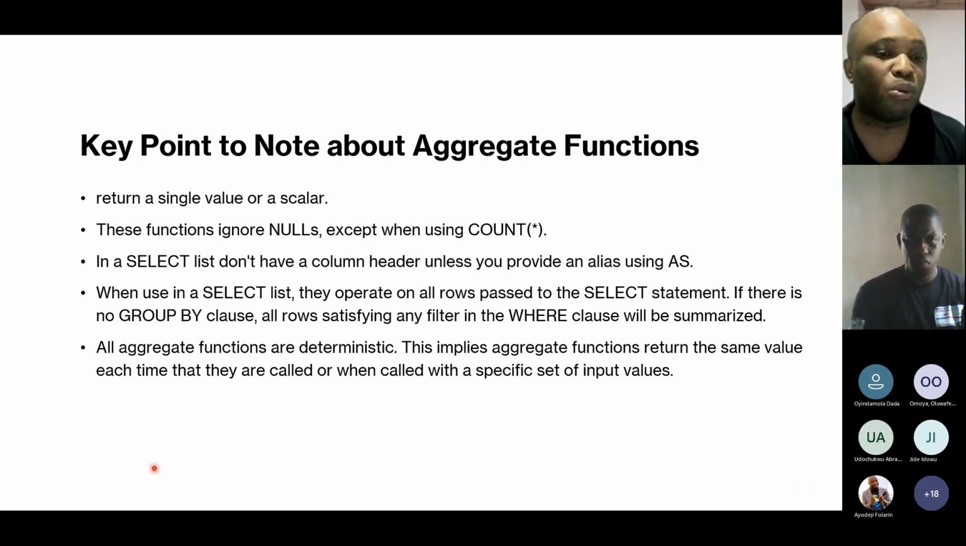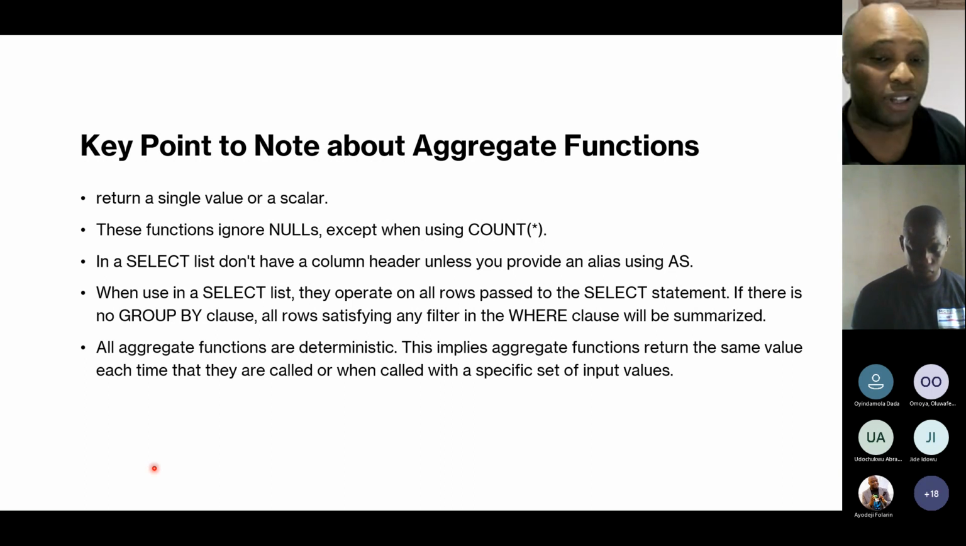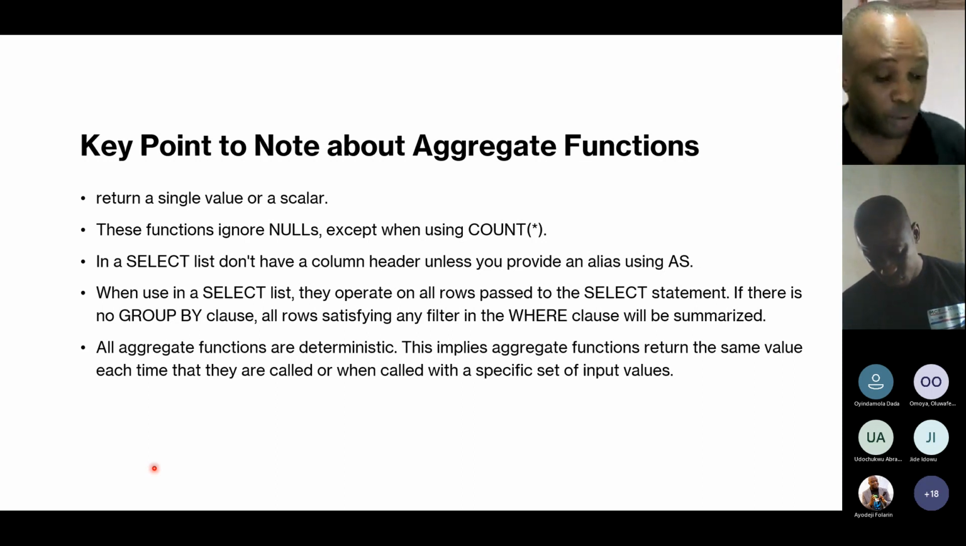I just have to bring in this. We will see when we do the demo. These are some key points you need to note about aggregate functions. First, it returns a single value, or a scalar. This function ignores null. When you use it with a select statement, it won't have a column header, and you can use it with a group by. Also, all aggregate functions are deterministic. That means they return the same value if you apply them to the same data set. We may come back to this slide later.